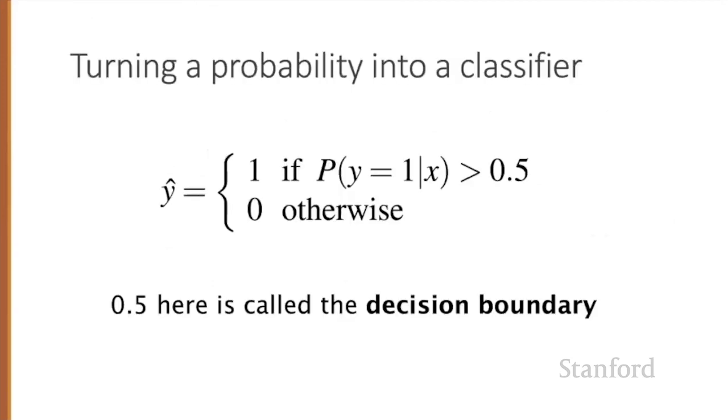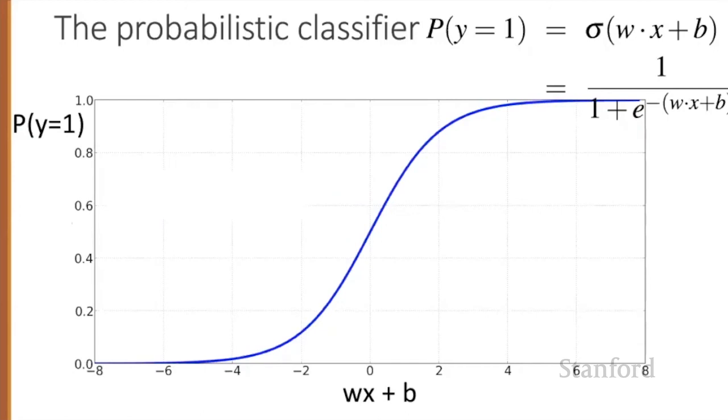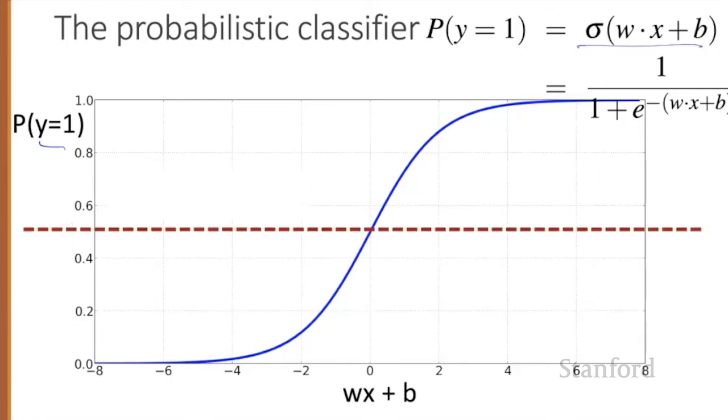So now, to turn the probability into a classifier, our estimate y hat, our estimate of the class of our example x, is 1 if p of y equals 1 is greater than 0.5 and 0 otherwise. So 0.5 here is the decision boundary. Here I've graphed wx plus b along the x-axis and the probability produced by our sigmoid, y equals 1, on the y-axis. So here's our sigma of wx plus b graph, and here's our decision boundary. Anything where p of y equals 1 is greater than 0.5, we're going to label this example positive.